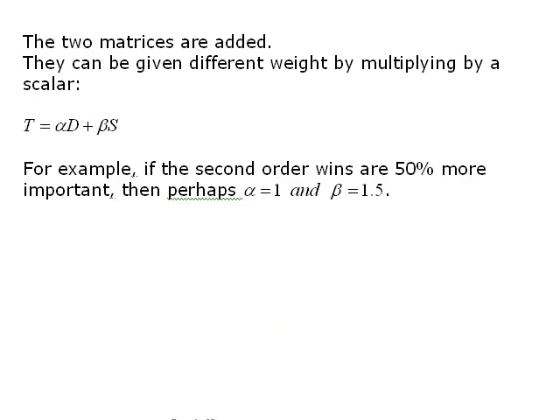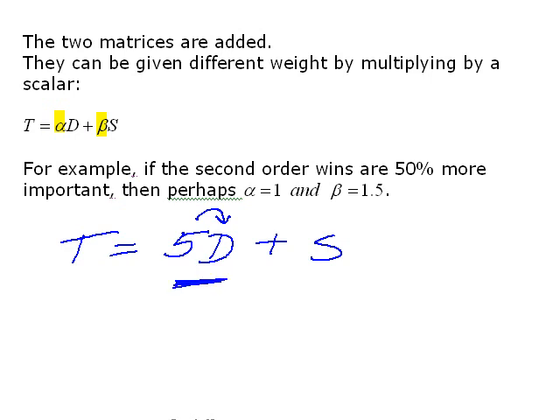Now you add the two matrices together, but you can give them different weights by scalar multiplying the D and the S by any numbers you choose. For example, if you think that the direct wins are very, very important, you might go 5D plus S. Remember, scalar multiplication multiplies every element in the matrix, so all the entries in the D matrix would be multiplied by 5. That would give a very high weight to the direct wins, and the second order wins would probably not even make much of a difference in the ranking.